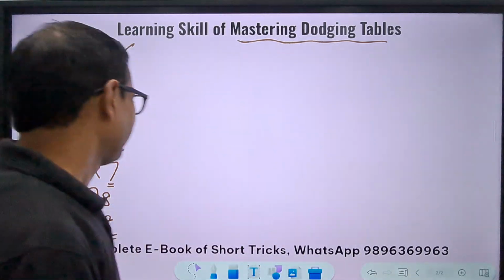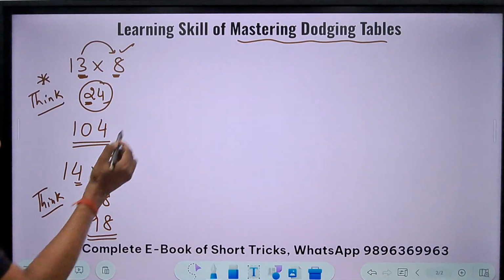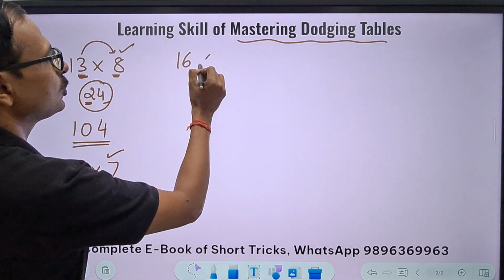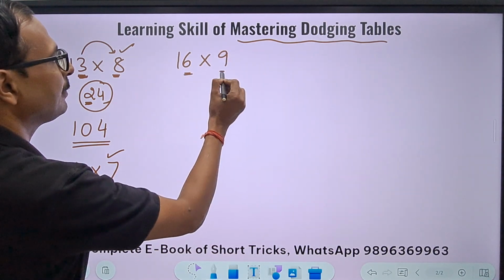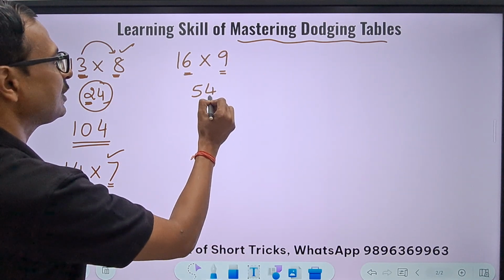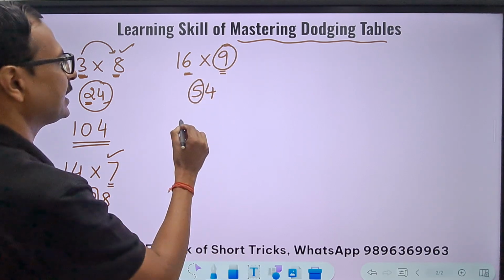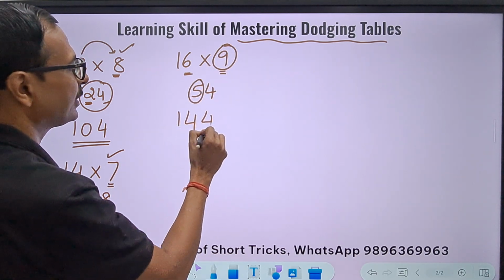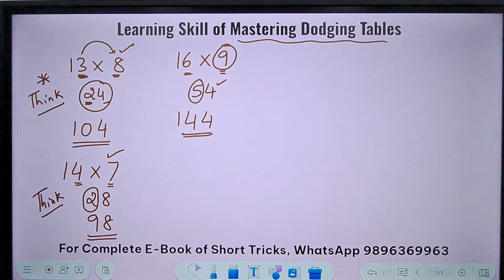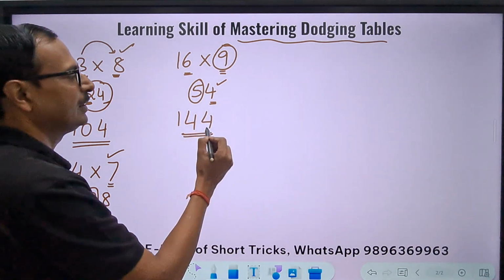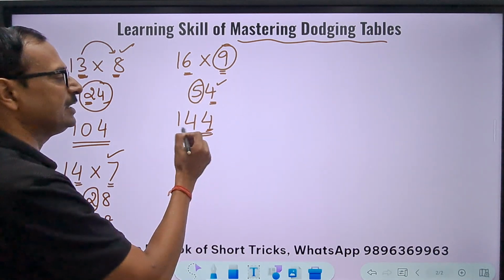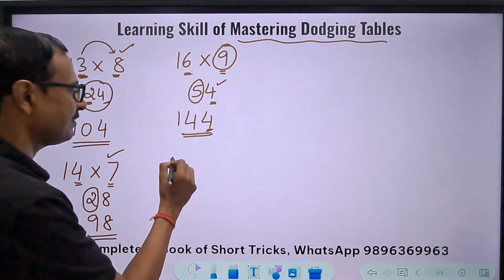Okay. Let's see. 15 is pretty obvious, right? Let's go with 16. Now I want to do 16 times 9. So I thought in my mind that 6 times 9 is 54 and 5 plus 9 is 14. And so my answer is 144. The unit digit is here and this sum will give me the remaining part of my answer.